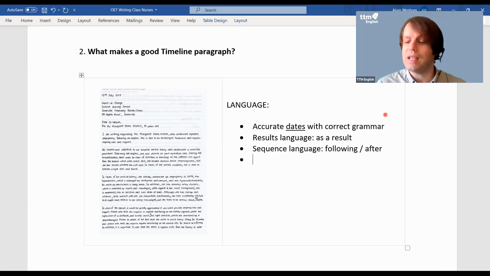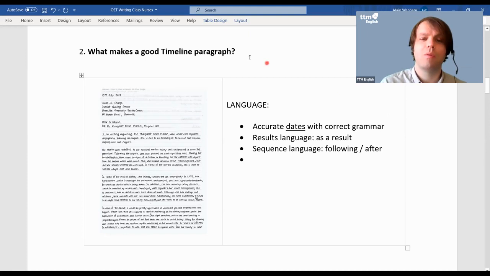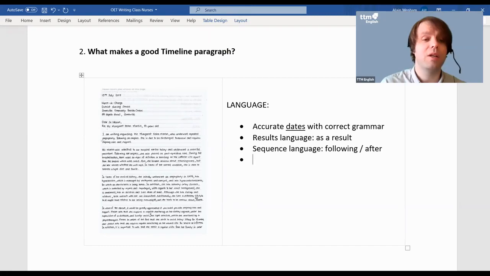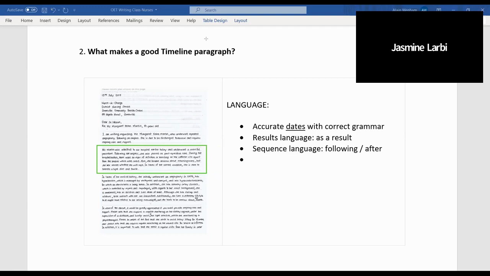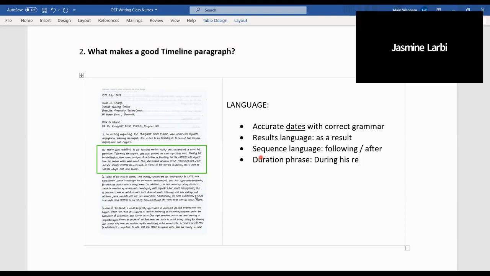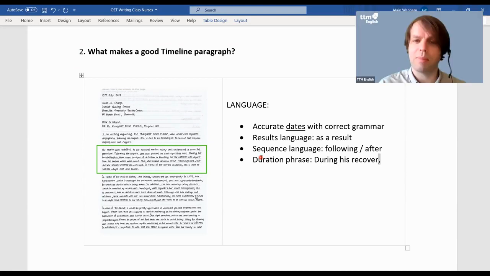What else do we need, Jasmine? To have a good timeline paragraph, I want dates. I want duration language. Yep, duration. What do you mean by duration? Maybe during his recovery. Again, quite simple, right? But I call this a duration phrase, and it's something like during. Can you give an example, Jasmine? During his recovery, right. During his hospitalization, comma, and so on.